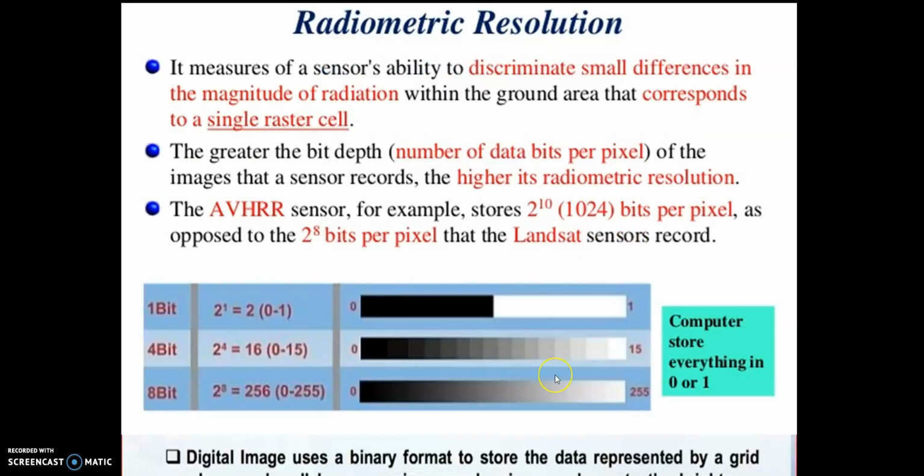The third type is called radiometric resolution. What do you mean by radiometric resolution? If you remember in the first slide, I talked about the pixel which consists of the intensity value.